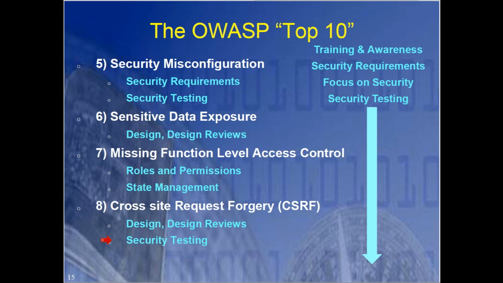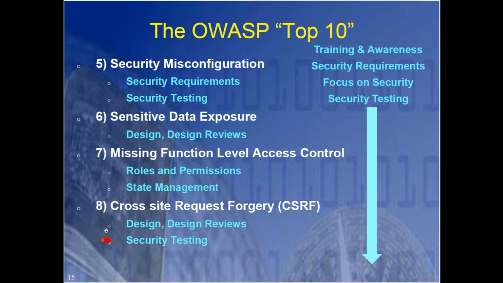Number 7, missing function level access control. This has to do with defining and enforcing roles and permissions and keeping track of state as the user navigates through the program, so that at any point in the execution we can say, who are you, what state are you in the application, and do you have permission to do what you're trying to do right now.